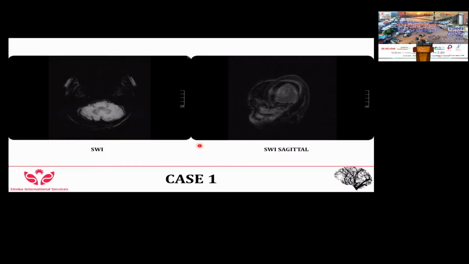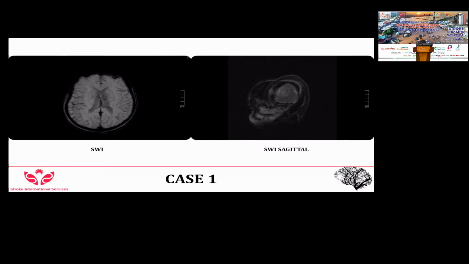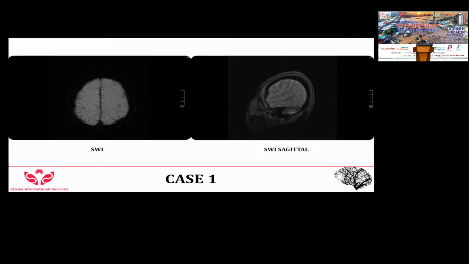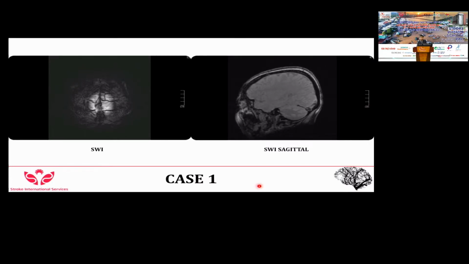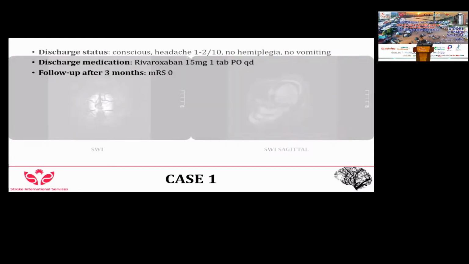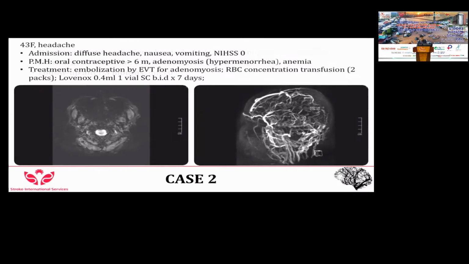And on the left side is the SWI. On the SWI, there is no hemorrhage. On the right side is the SWI sagittal plane, no hemorrhage. So for this patient, we did optimal medical therapy. The discharge status is the patient is still conscious, headache is improved, no hemiplegia, no vomiting. The medication is rivaroxaban 15 milligram, 1 tab PO per day, and follow up after 3 months. MRS is 0.